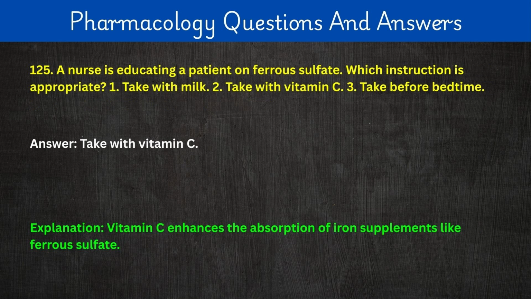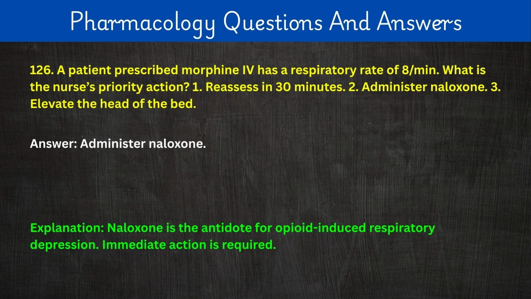125. A nurse is educating a patient on ferrous sulfate. Which instruction is appropriate? 1. Take with milk. 2. Take with vitamin C. 3. Take before bedtime. Answer: Take with vitamin C. Explanation: Vitamin C enhances the absorption of iron supplements like ferrous sulfate.